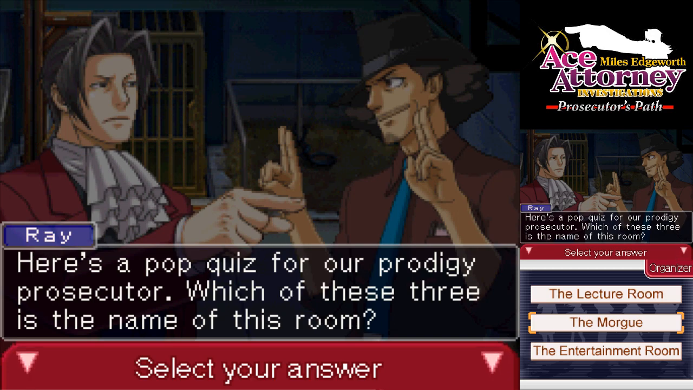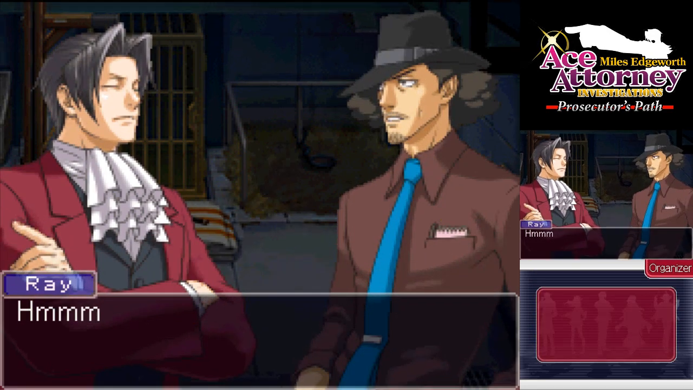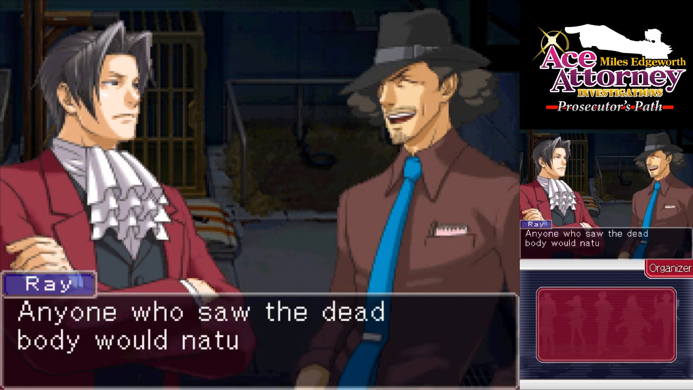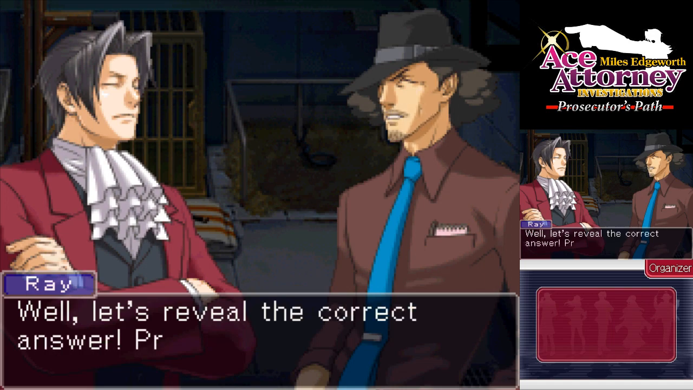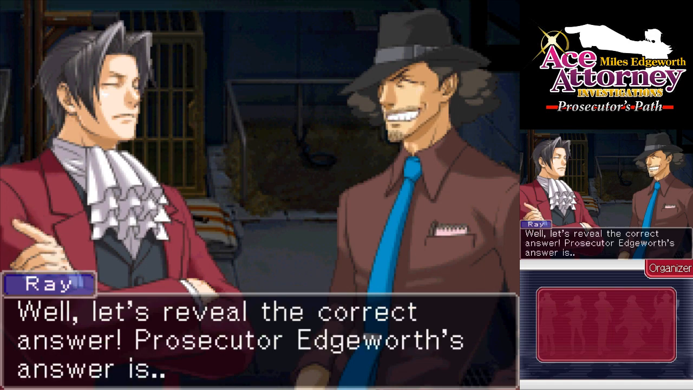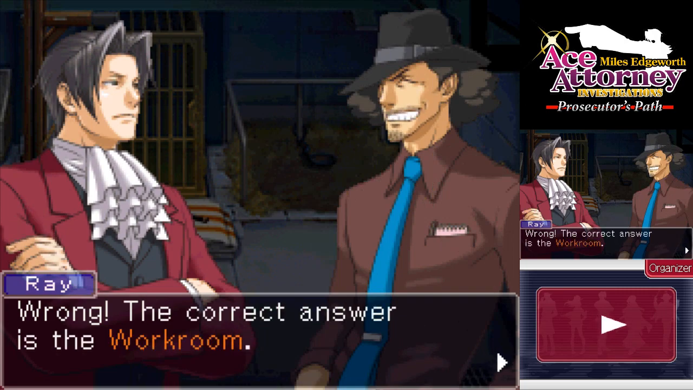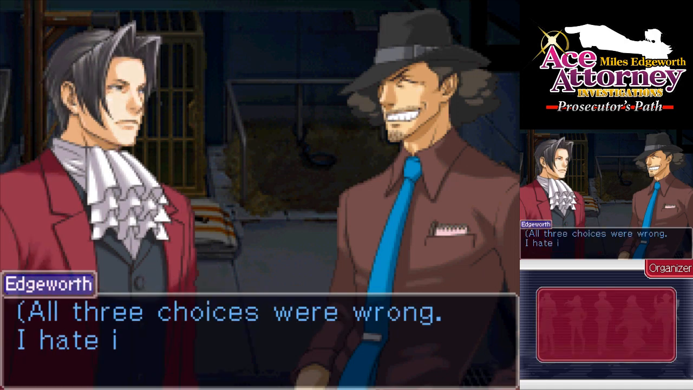That'd be the morgue, I think. The morgue? Well, there is a dead body in here. Anyone who saw the dead body would naturally think of the same thing. Well, let's reveal the correct answer. Prosecutor Edgeworth's answer is wrong. The correct answer is the workroom. Well, none of those were the right answer, then. All three choices were wrong.